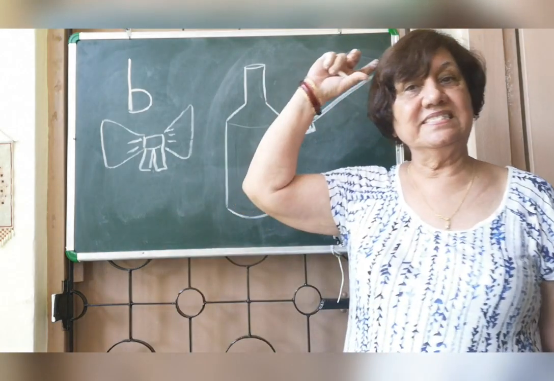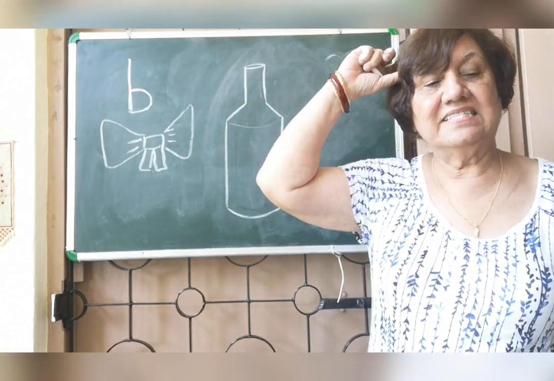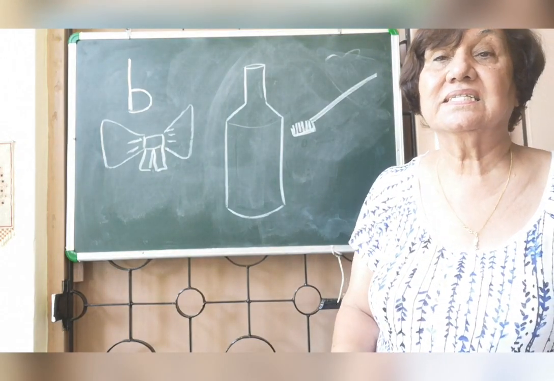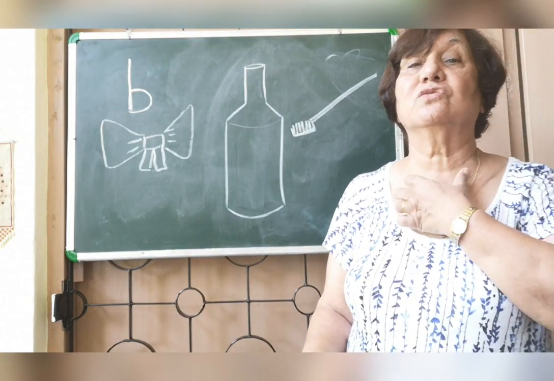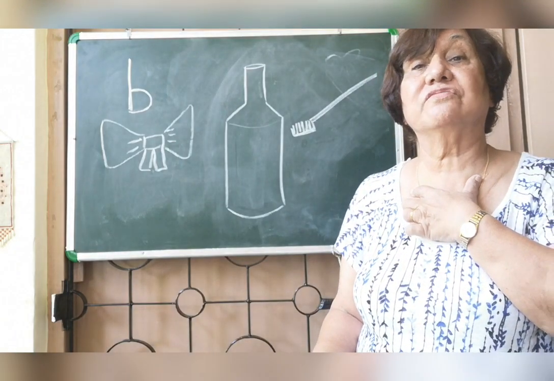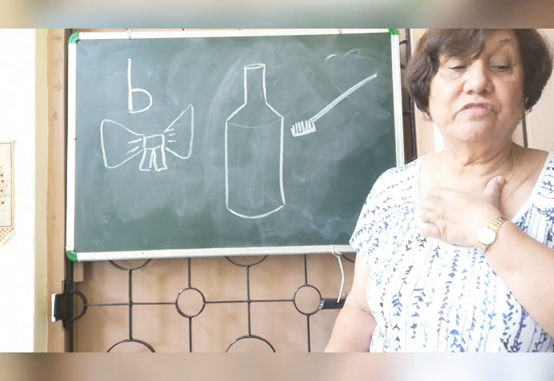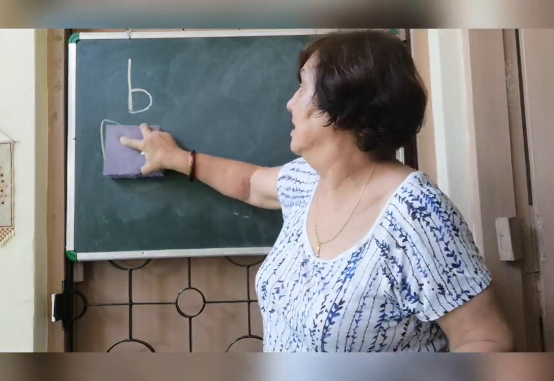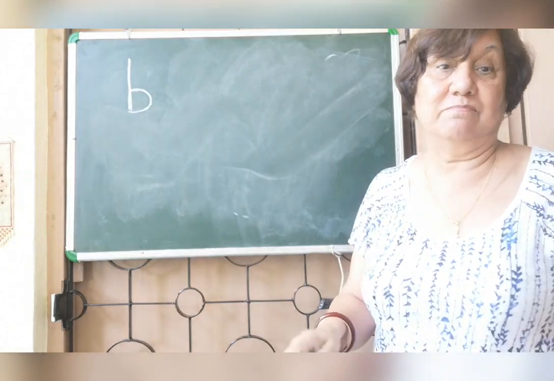Girls like to wear this in their hair, and this is a bow. What do you call this? This is a bow. You can also wear a bow under your collar when you go out for a wedding or some good function. And this is an animal. Now you're going to tell me what animal I'm going to draw.